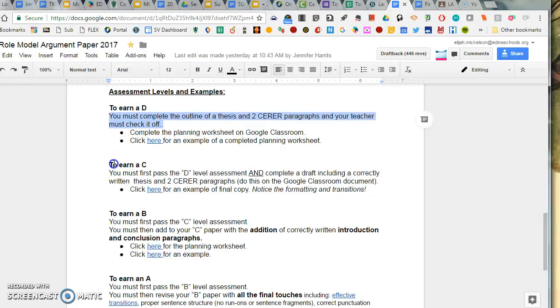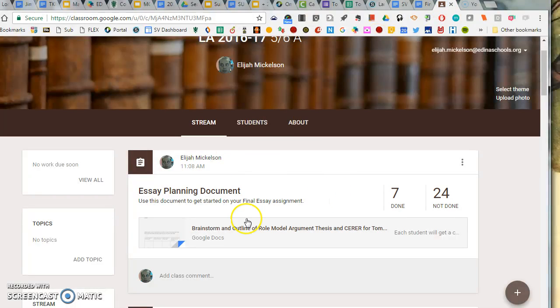And next class, after we're done with our testing, we will talk about how to turn our ideas into a C level piece of writing. So for today at the D level, you're going to complete the planning worksheet on Google Classroom, and there's an example on this document here. There's a link to a completed planning worksheet. So if you need to look at that for reference, go back to this document on Schoology for that link. Now when I go to Google Classroom, you'll see it says Essay Planning Document, and you're going to use this document to get started here today.